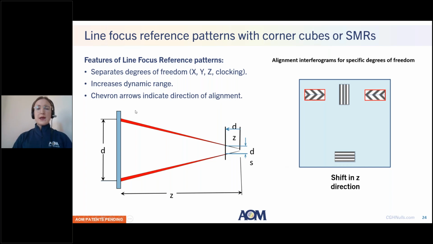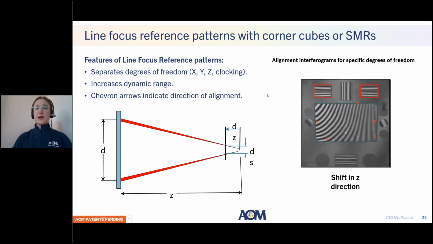This is done by designing 2 line focus reference patterns that are on the top and the bottom of the CGH that are both bringing light to focus on a single SMR that's located in the center. And so if our SMR is too close or too far away, this will present as an equal and opposite error in those 2 patterns.